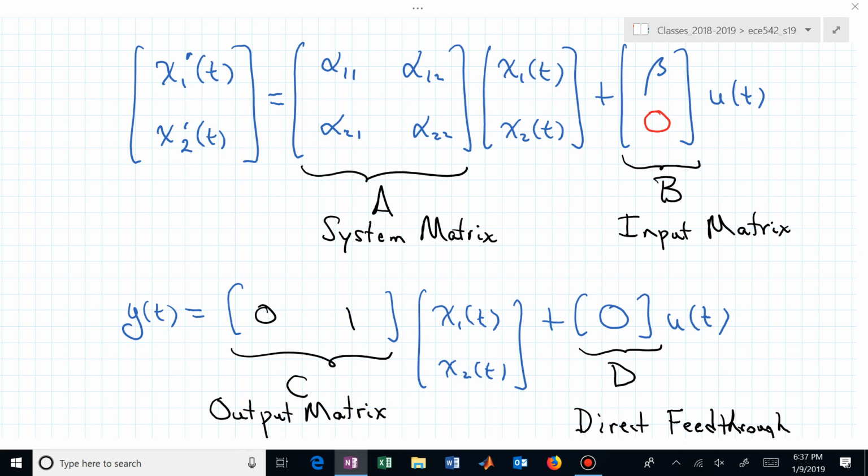But how would we connect A, B, C, and D to the frequency domain? How do you go from time domain to frequency domain? Anybody can answer that, I hope, if you've taken 320. How do we go from time domain to frequency domain?